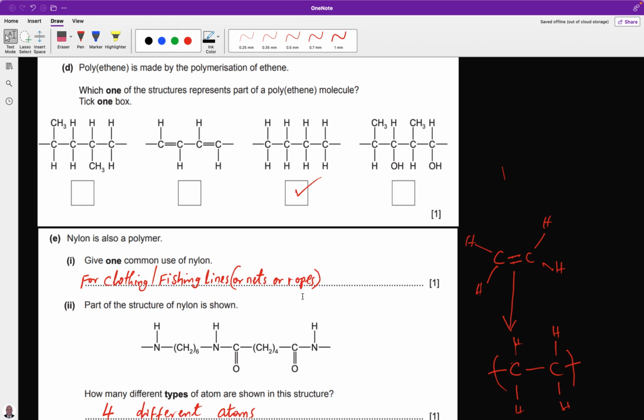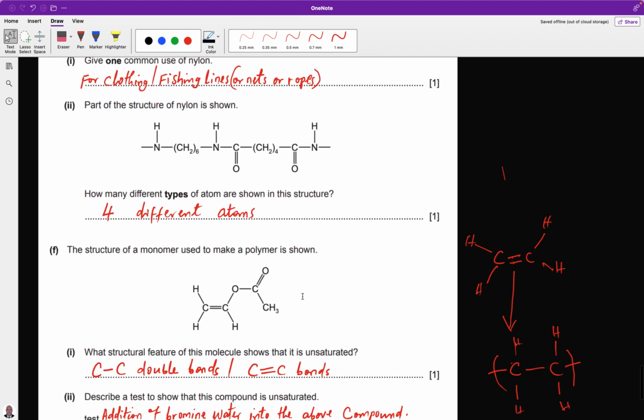So nylon is also a polymer. Give one common use of nylon. One common use of nylon is for clothing. It is used for making fishing lines, or fishing nets, or ropes.